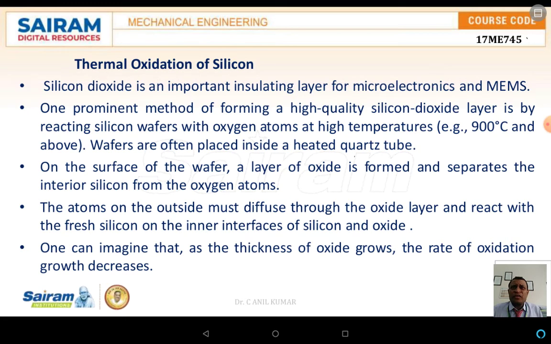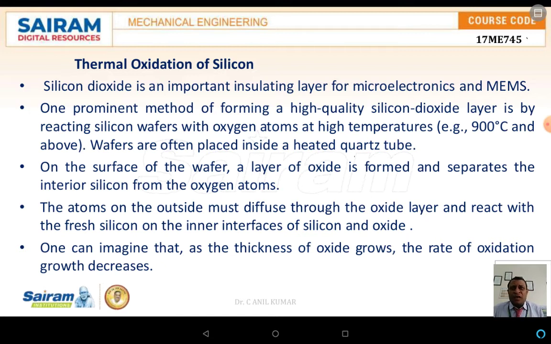As I stated, the name itself suggests that in thermal oxidation of silicon, the oxidation process takes place on the silicon. Silicon dioxide is an important insulating layer with major applications, especially in the field of electronics as well as MEMS. One prominent method of forming high quality silicon dioxide is reacting silicon wafers with oxygen, especially at high temperatures.